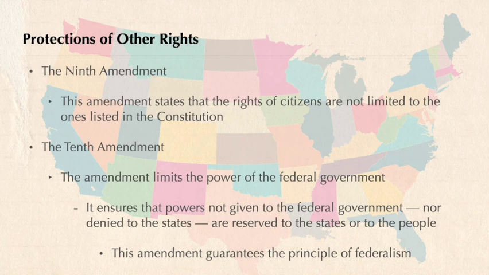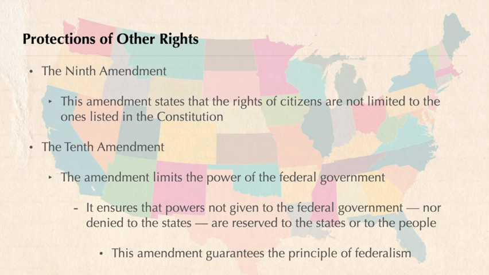One of the objections to adding a Bill of Rights had been that all rights could not possibly be included. James Madison, however, had provided a solution to this problem. Madison had suggested an amendment stating that citizens' rights are not limited to the ones listed in the Constitution. This proposal became the Ninth Amendment.